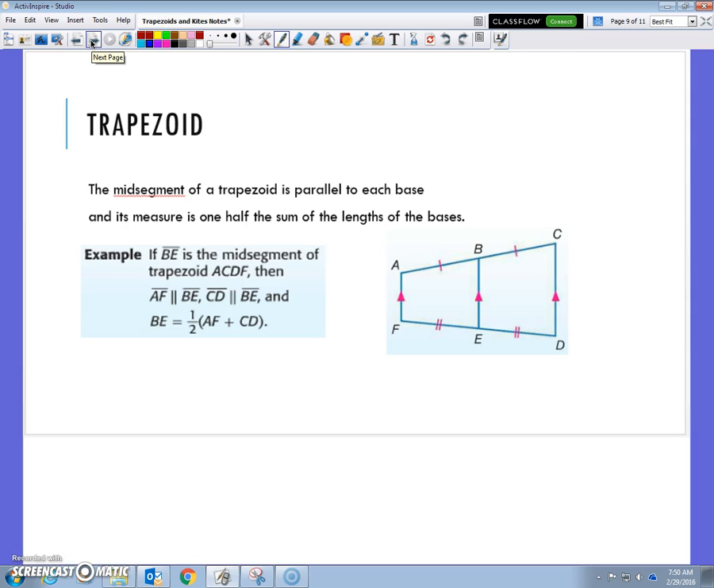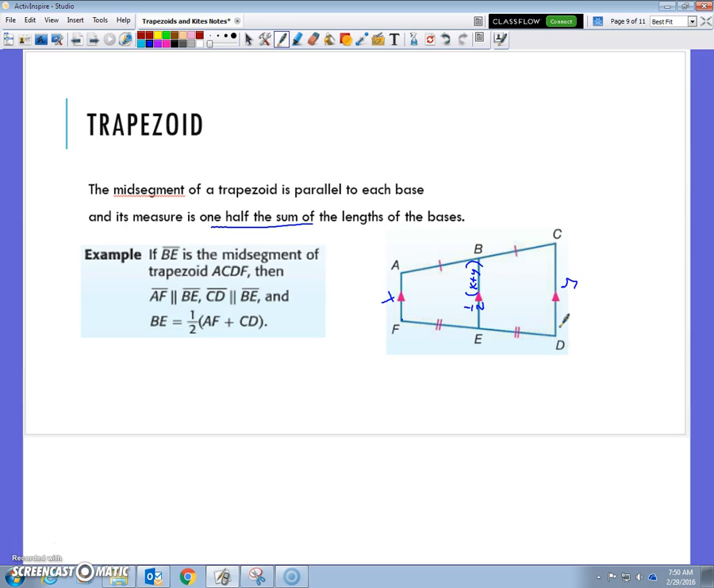This is the important part though. Its measure is 1/2 the sum of the lengths of the bases. So if I call this x and this y, this would be half of x plus y. If you add the bases together, those distances, half of that is the mid-segment.